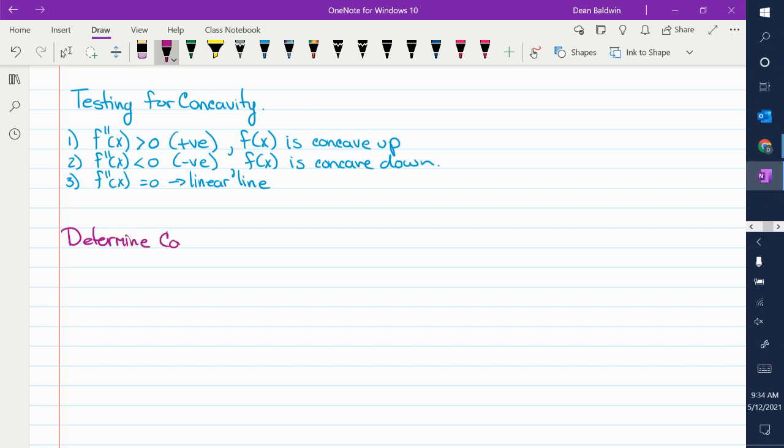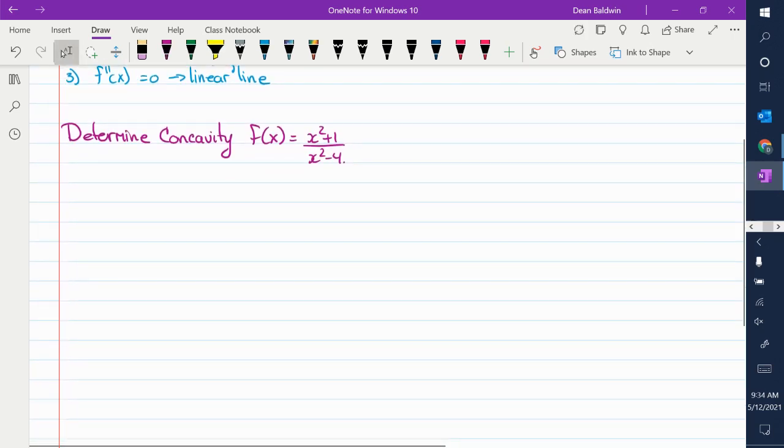Determine concavity for the graph f of x equals x squared plus 1 over x squared minus 4. Okay. What's our first step? Take the derivative. I'll let you do that. It'll be good practice because you have to do this anyway. I'll freeze it and see if we all get the same.